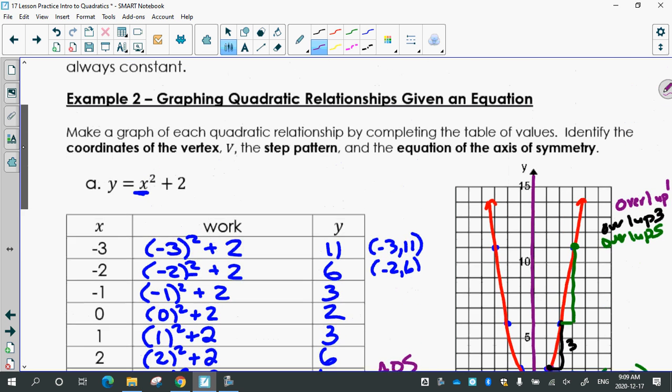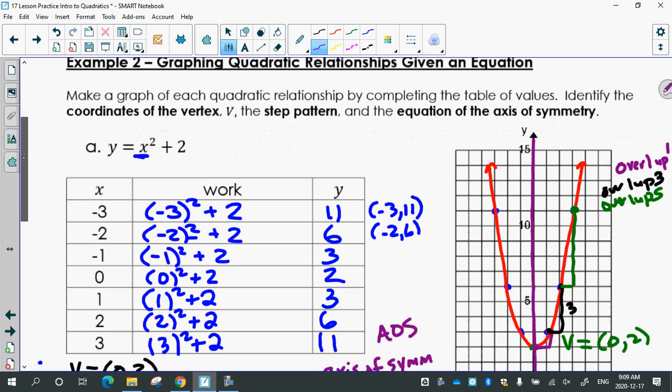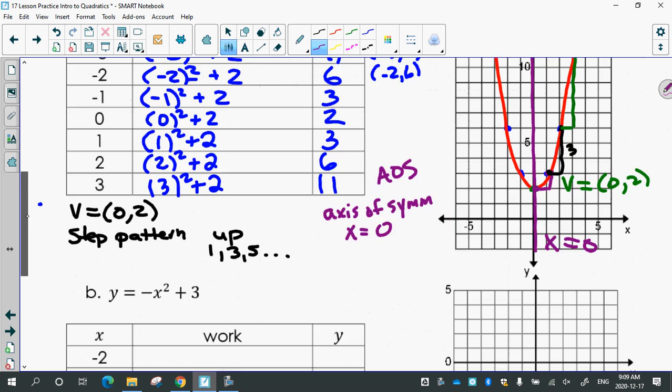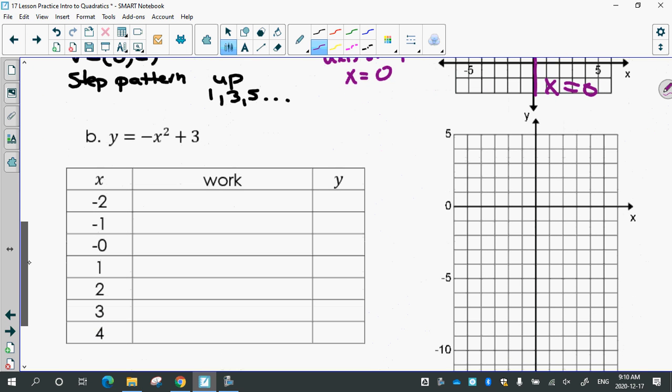Okay, let's make sure we ticked off everything. We made the graph, we computed the table of values, we identified the vertex, step pattern, and equation of axis of symmetry. So we want to do the same thing for this one. There's a negative in front of the x squared. Hopefully you're thinking that's going to make it go upside down, but we'll plot it and see if that's true or not.